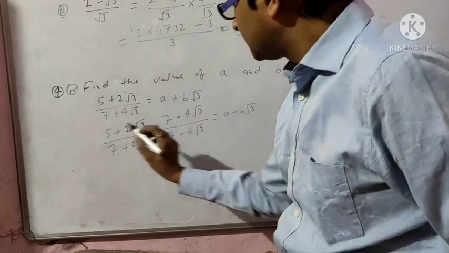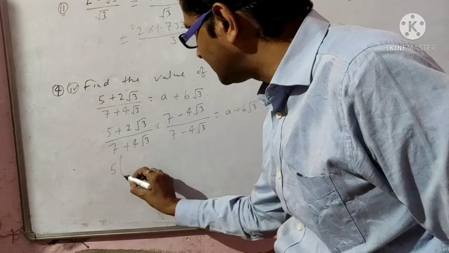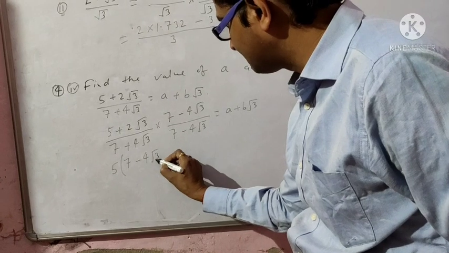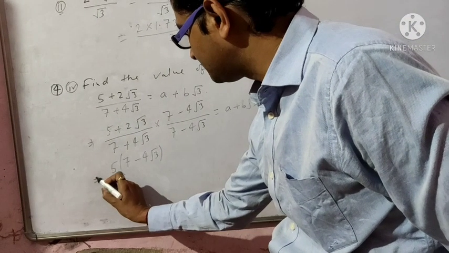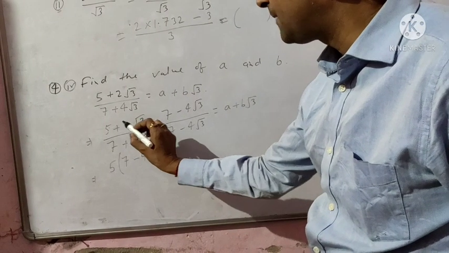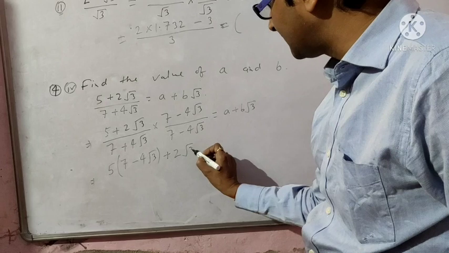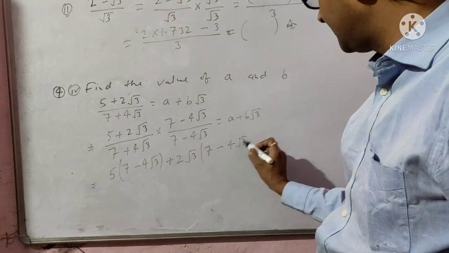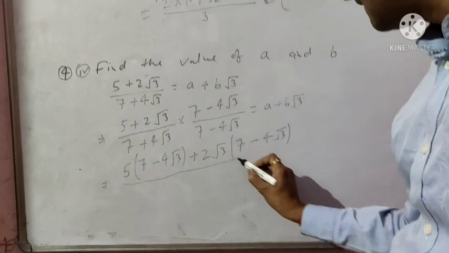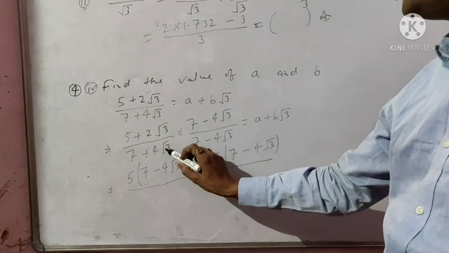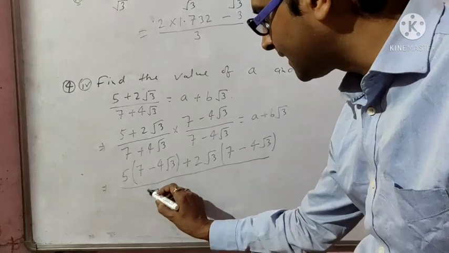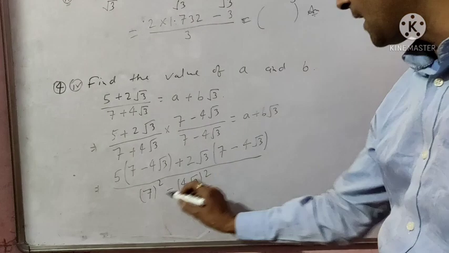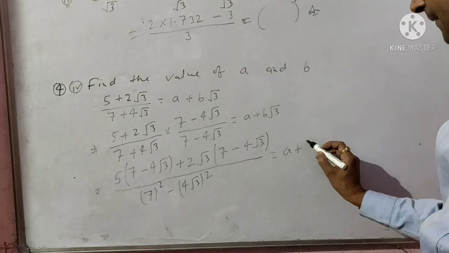Okay student, so for the first value, 5 is multiplied by both terms, so we can write 7 minus 4 root 3, and the second value is plus 2 root 3, so 2 root 3 is multiplied by the complete value, that means the whole value 7 minus 4 root 3, divided by, here again this is the form of (a plus b) into (a minus b), so we can write a square minus b square, that means 7 square minus (4 root 3) whole square, equal to a plus b root 3.